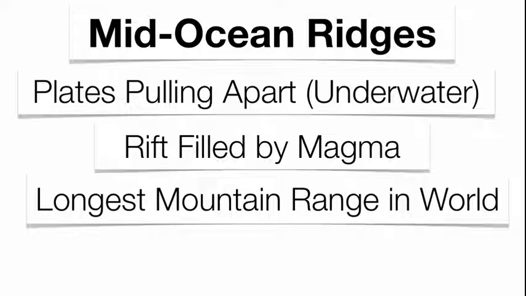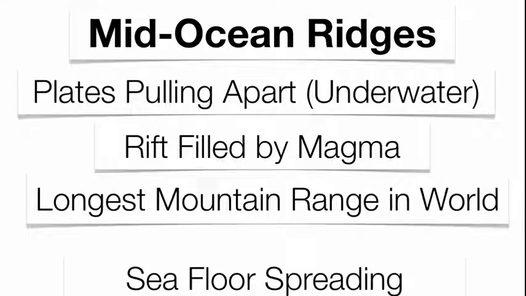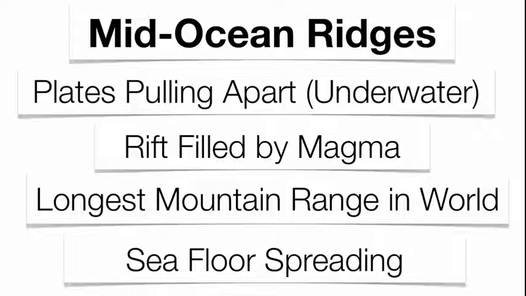Okay, this is the longest continuous mountain range on the planet. It almost acts like seams on a baseball as they continually go around the planet. And because the majority of these can be found underwater, that indicates that the plates underwater are getting bigger. Scientists call this seafloor spreading.